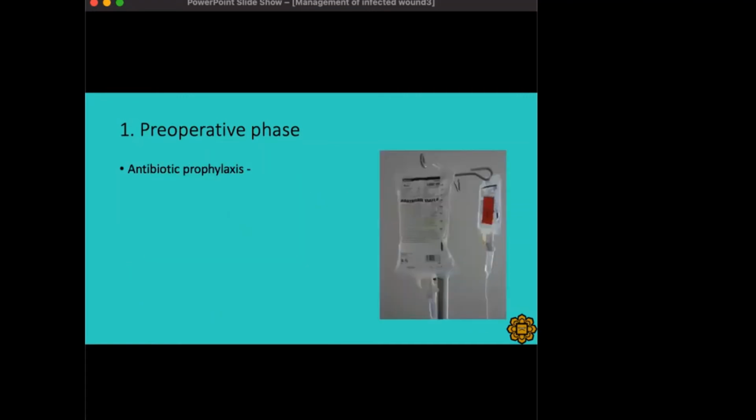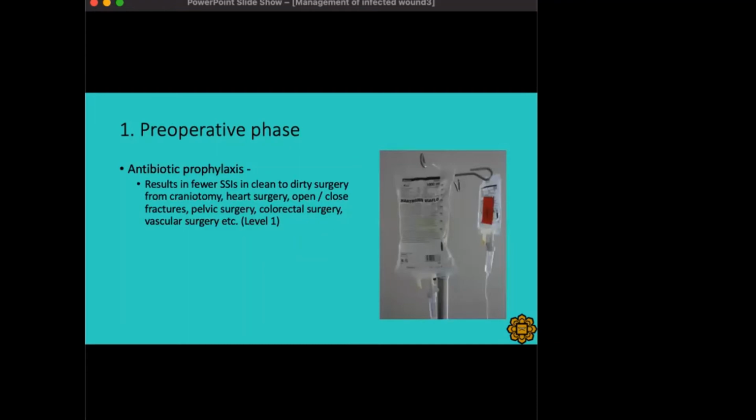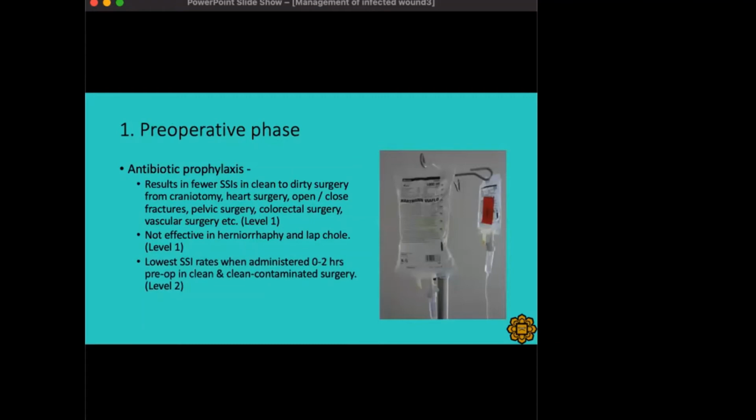Pre-operative phase, antibiotic prophylaxis. In clean to dirty surgery, it does result in fewer SSIs. But in other surgeries, for example, hernia repair and lap chole, it is basically not effective. Okay. And the lowest SSI rate is when you administer it between 0 to 2 hours pre-op. In clean and clean contaminated surgery it is level 2.